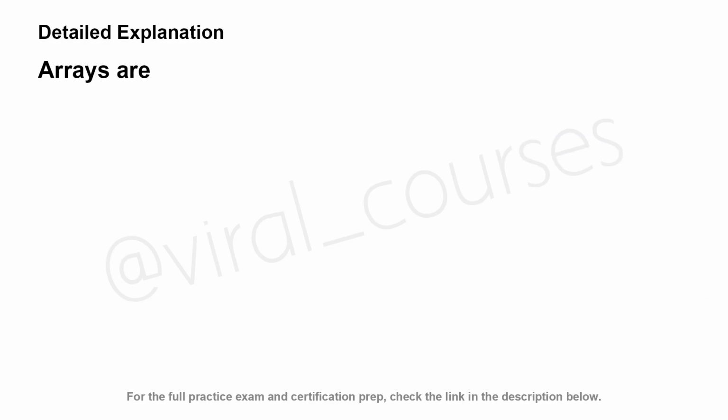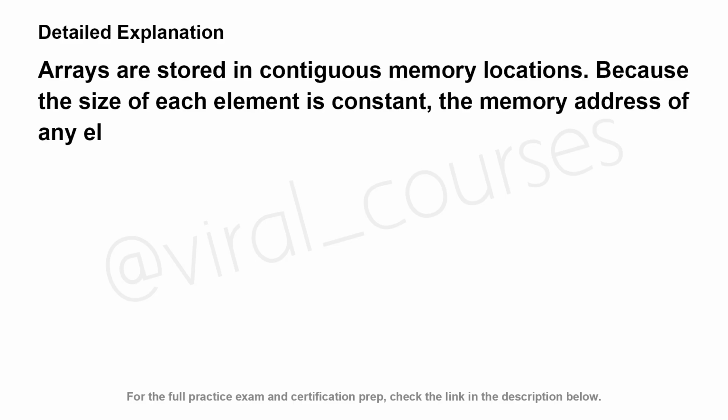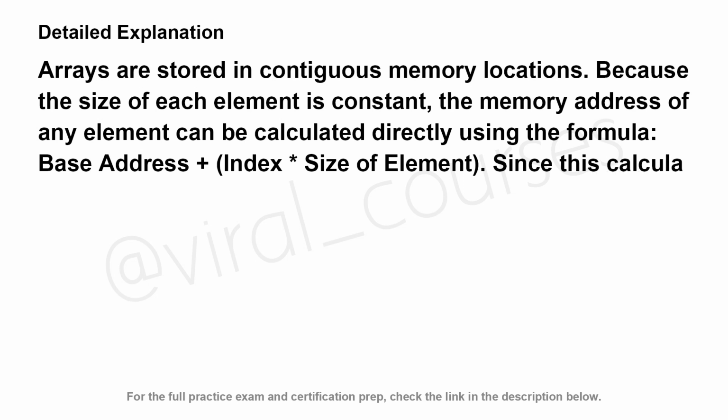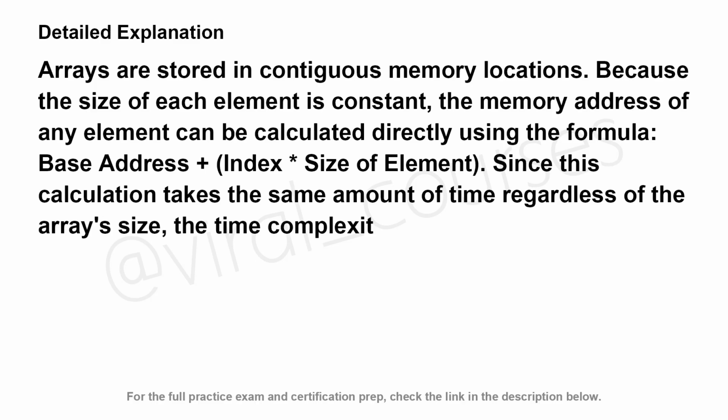Arrays are stored in contiguous memory locations. Because the size of each element is constant, the memory address of any element can be calculated directly using the formula base address plus index times size of element. Since this calculation takes the same amount of time regardless of the array's size, the time complexity is constant, or O(1).